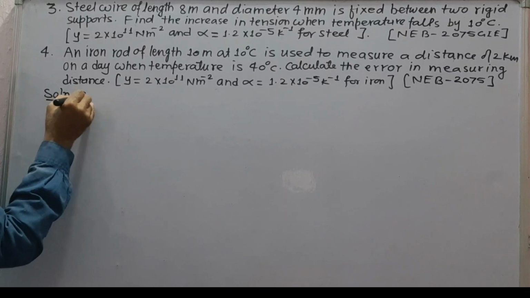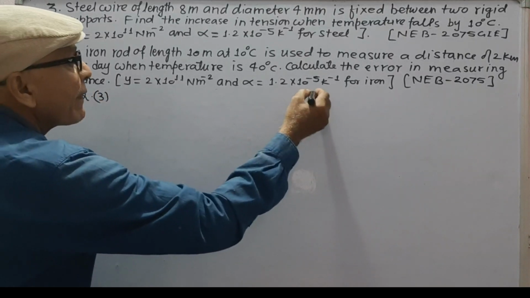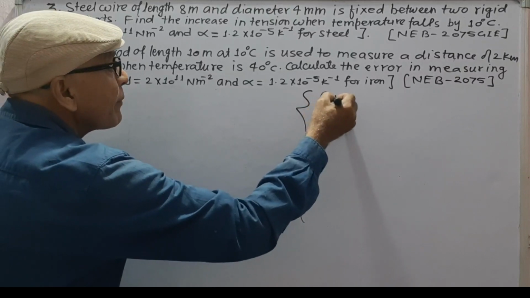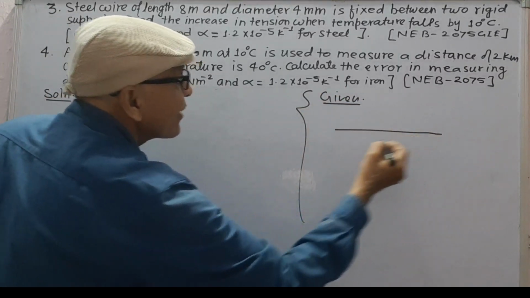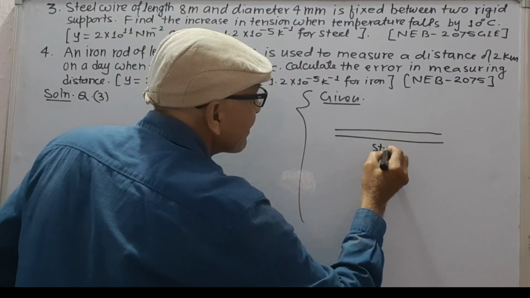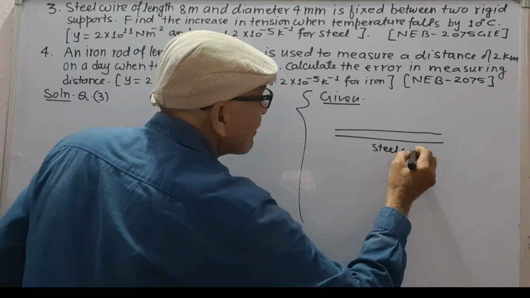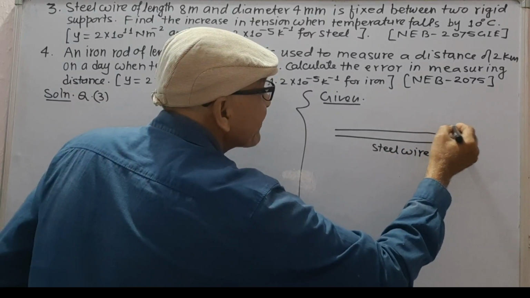Solution to question 3. Given, this is a steel wire, fixed between two rigid supports.